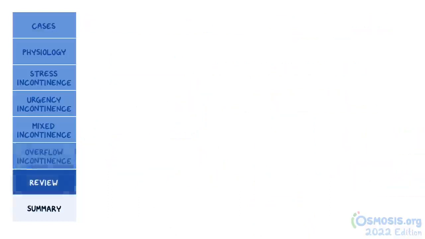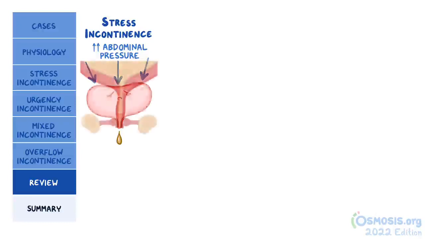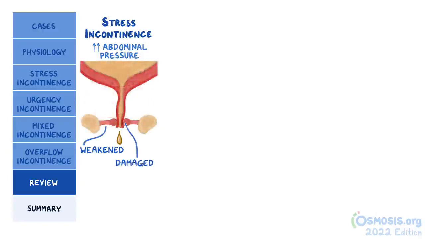Okay, let's review. Stress incontinence happens when there's increased abdominal pressure, which also increases bladder pressure. If bladder pressure is greater than the urethral pressure, then urine can leak out. This can happen when the muscles surrounding the urethra are weakened, like with vaginal delivery, or if there's trauma to the sphincters, like with prostate surgery.